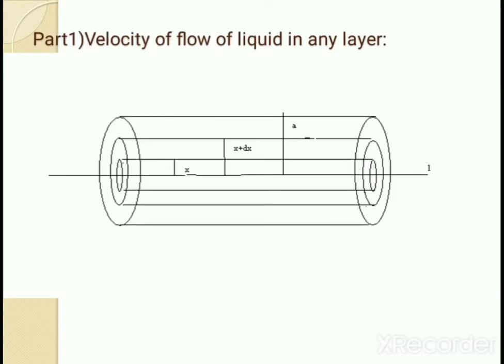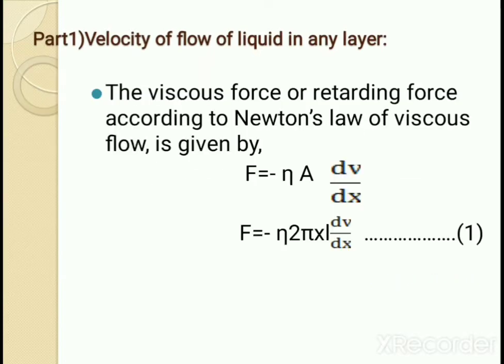Now see, the first part of this equation is the velocity of flow of liquid in any layer. See the diagram. Here we have taken a coaxial cylinder whose radius is x. Again we have taken another coaxial cylinder whose radius is x plus dx and a, and the length of the cylinder is L. Now we are going to find the velocity of flow of liquid in any layer.